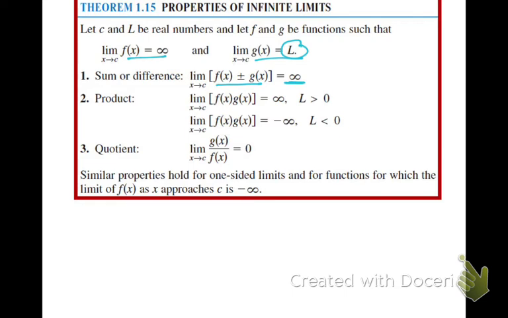If I multiply any number by positive infinity, I'm going to get what? Positive infinity, positive if L is positive, negative if L is what? Negative, because a negative times a positive, right? Okay, what about a quotient?